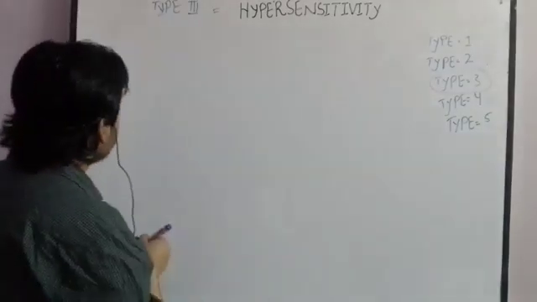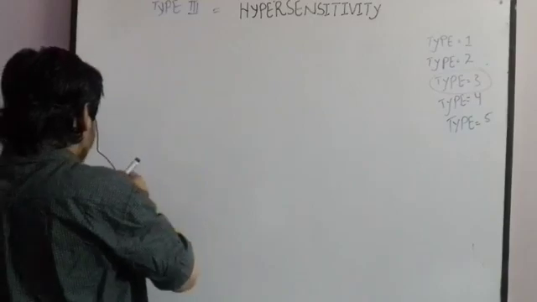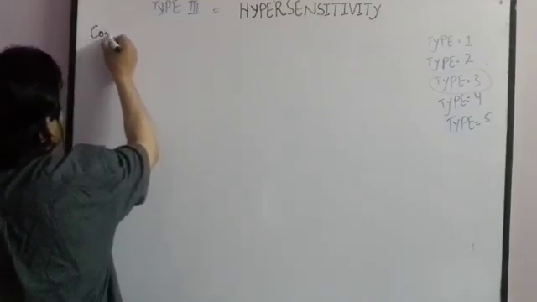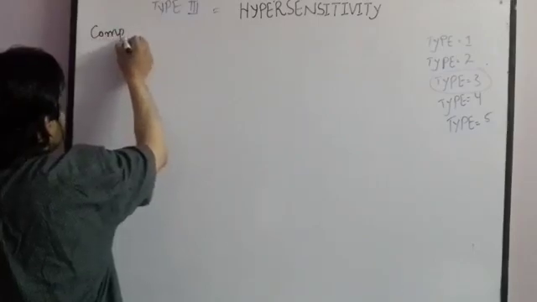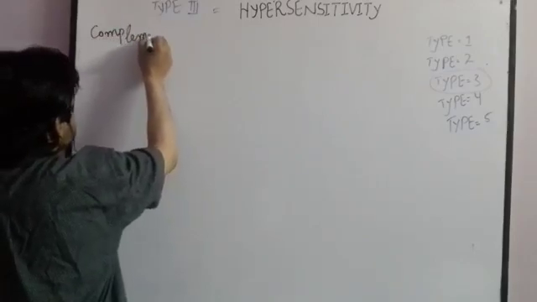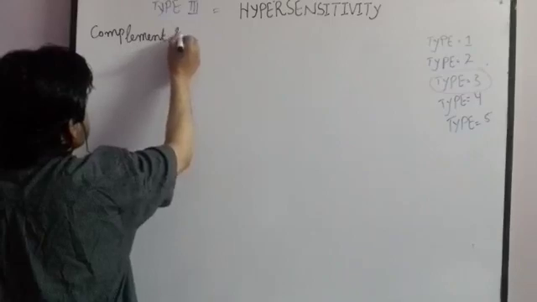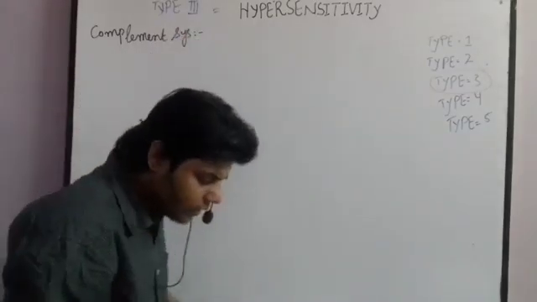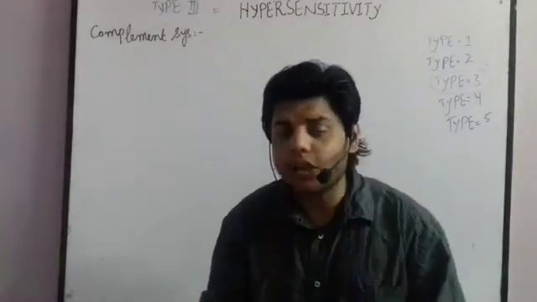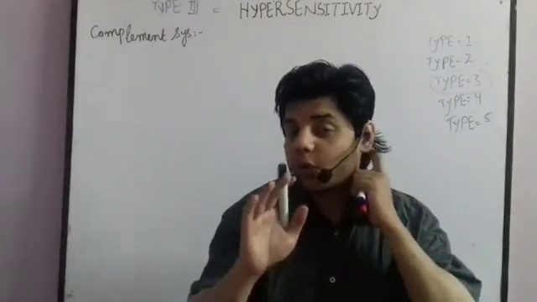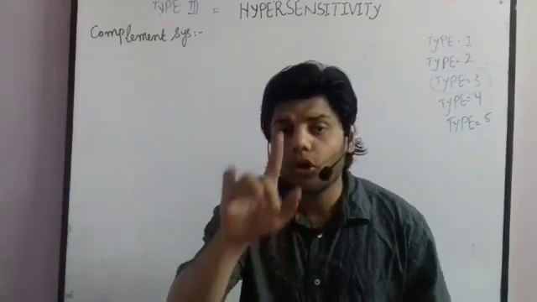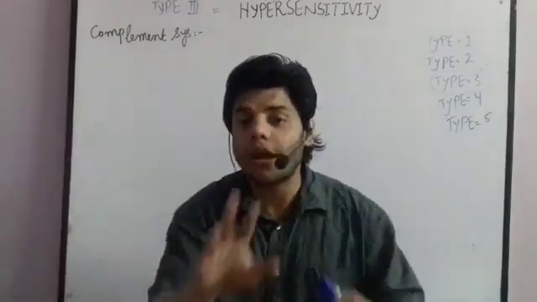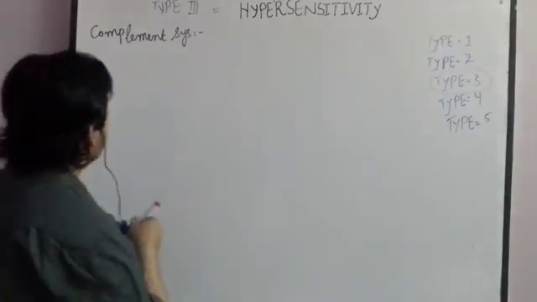Now if we talk about the complement system, so let me write complement system. One thing that I must tell you: inside the complement system, as I told you, there are 20 or 30 proteins involved. Each of these proteins has two domains. How many? They have two domains.